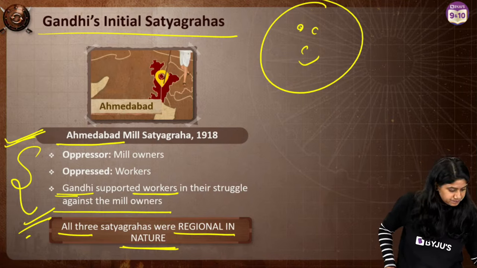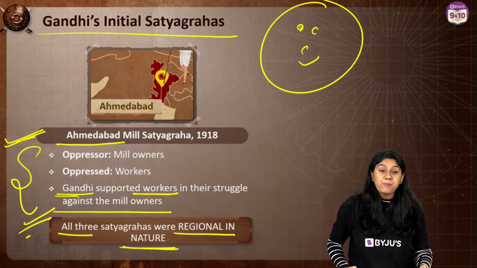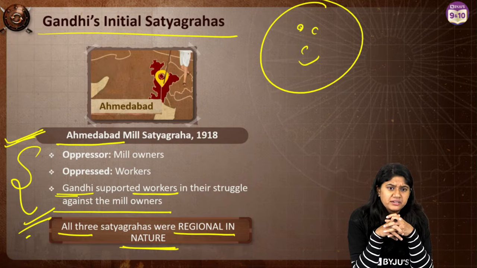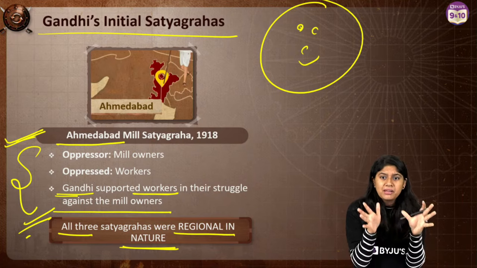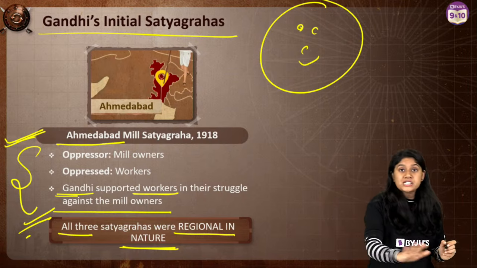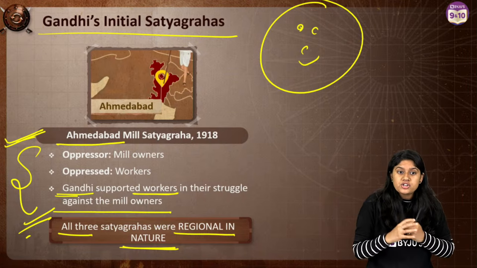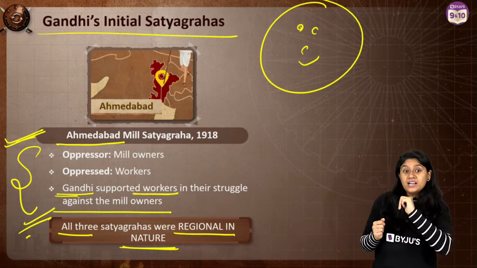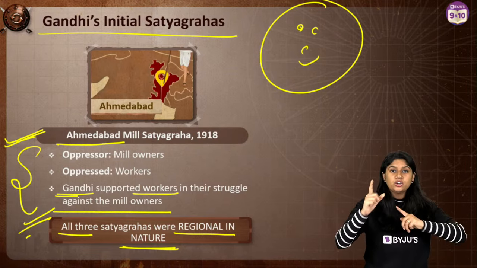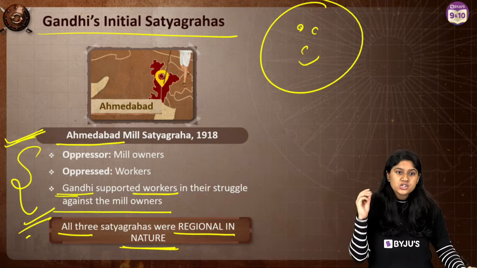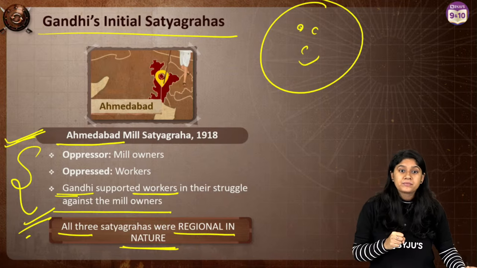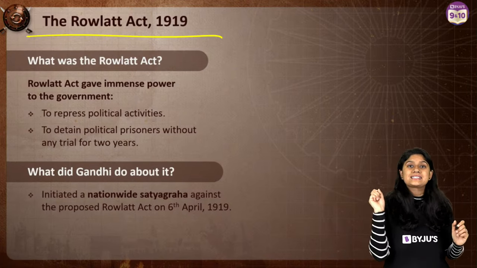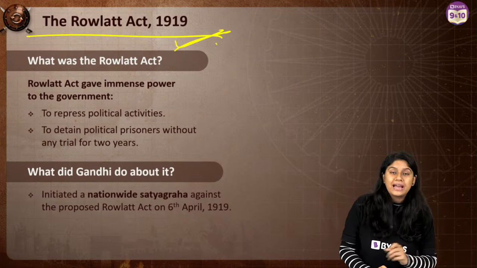Now let's move ahead and talk about a very important thing that came together and bound our nation. After this, we have a bang. When all of this was happening, the Britishers got a little conscious. Oh my God, people are coming together, people are sitting for Satyagraha, now we are losing control. We should come up with something to control the people. So what we saw was the introduction of the Rowlatt Act in the year 1919.